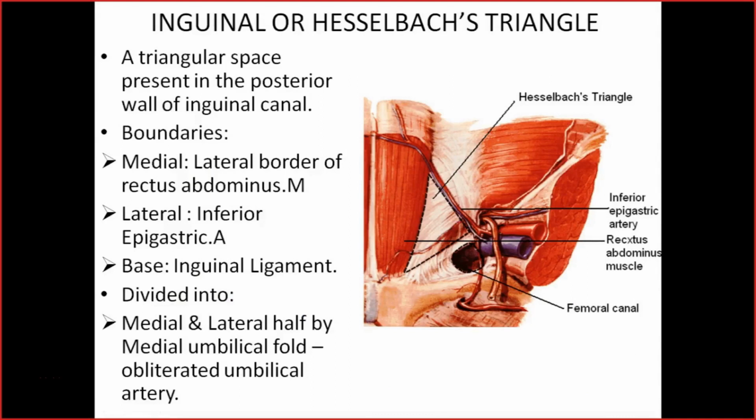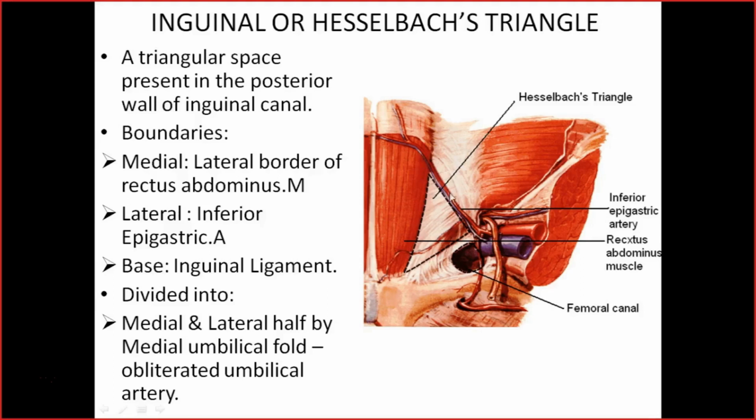Now another topic, along with this we have to cover this. They will actually ask for 5 marks and all. Hasselbalch's triangle or inguinal triangle. This Hasselbalch's triangle is a triangular space which is seen in the posterior wall of inguinal canal, near to the fascia transversalis. We will be having this triangular area.